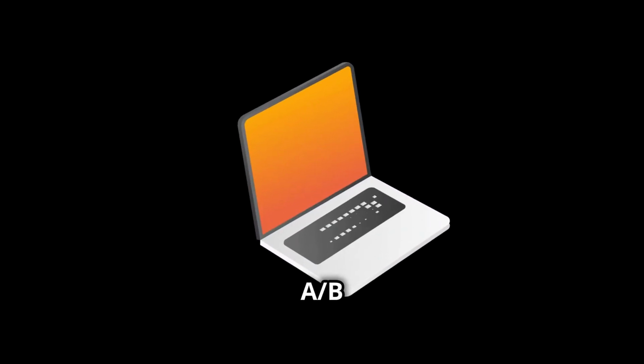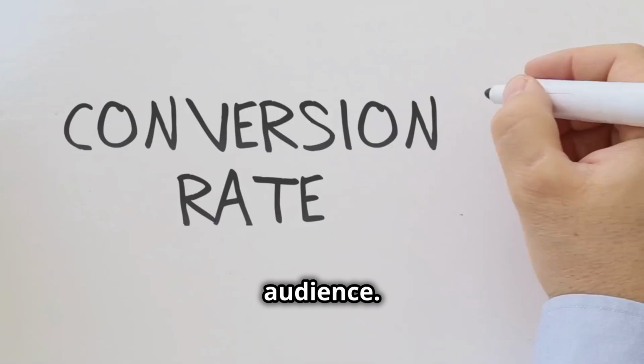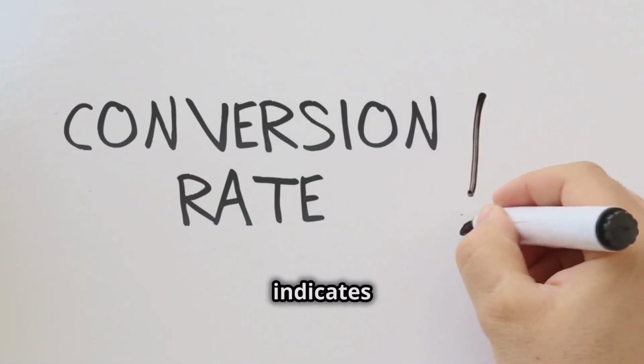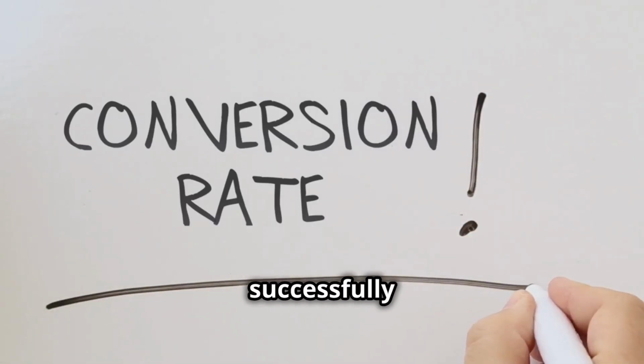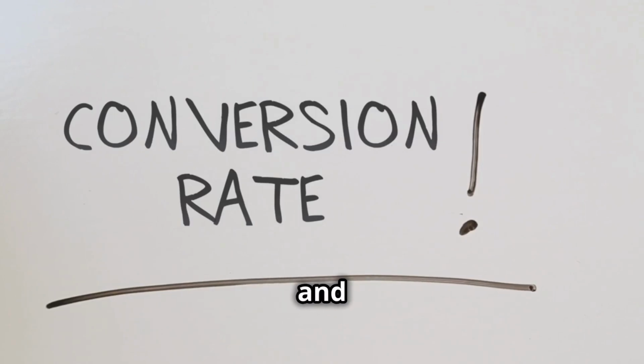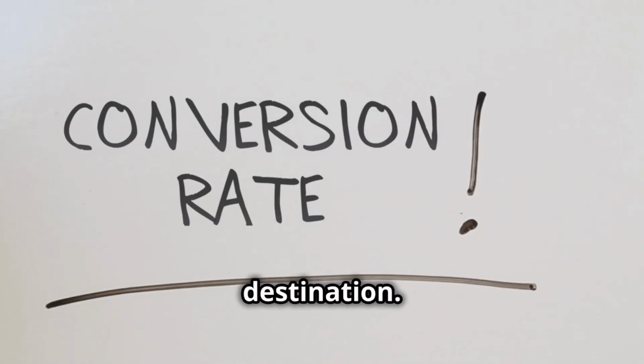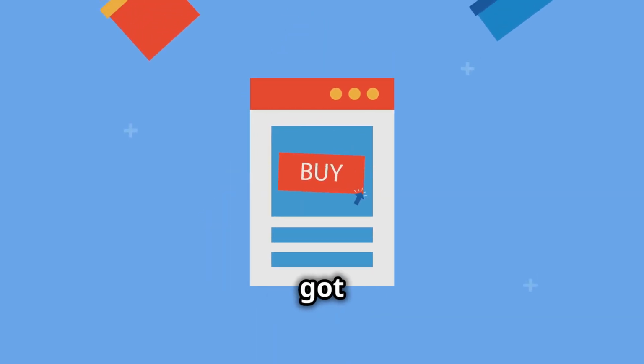This is where A/B testing different creatives and messaging comes in handy, allowing you to hone in on what resonates most effectively with your target audience. Remember, a high click-through rate indicates that your influencer's content is successfully piquing interest and driving traffic to your intended destination. All right, you've got the click.